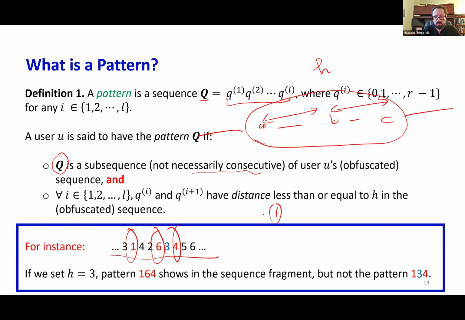Because these locations or data points 1, 6, 4 appear in the same order, and the distance is not large. Essentially, if H, for example, is 3, the distance between them is less than 3. So we want to define it mathematically in a clear way so that we can provide a privacy guarantee and so on. So that's what we define as a pattern in this context.